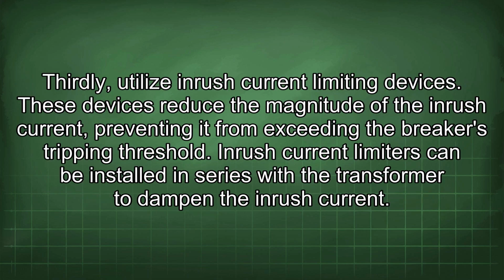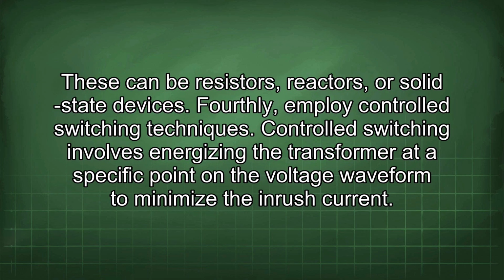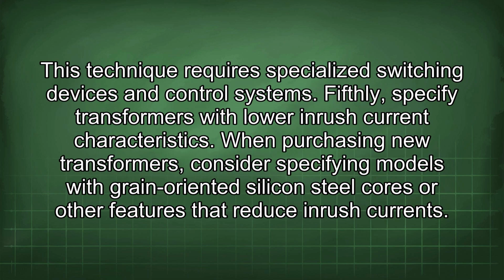Thirdly, utilize inrush current limiting devices. These devices reduce the magnitude of the inrush current, preventing it from exceeding the breaker's tripping threshold. Inrush current limiters can be installed in series with the transformer to dampen the inrush current. These can be resistors, reactors, or solid-state devices. Fourthly, employ controlled switching techniques. Controlled switching involves energizing the transformer at a specific point in the voltage waveform to minimize the inrush current. This technique requires specialized switching devices and control systems.